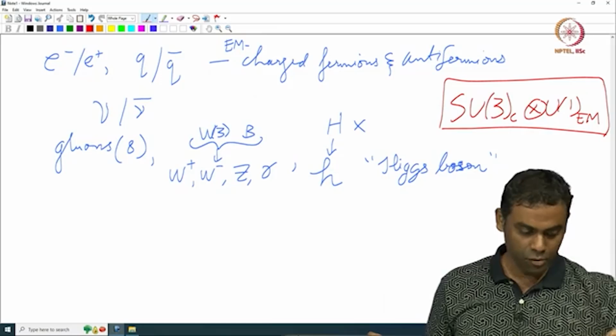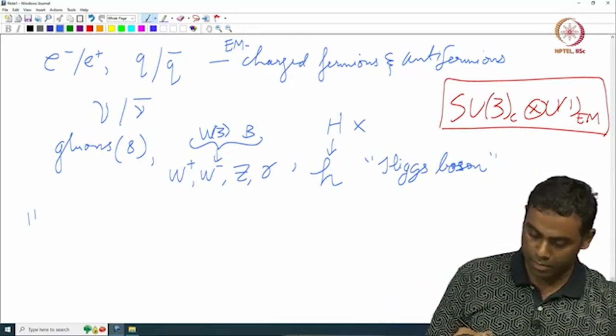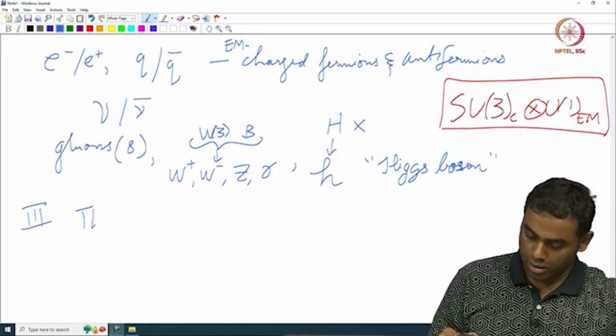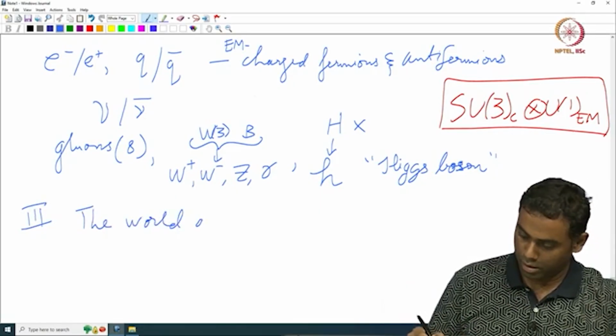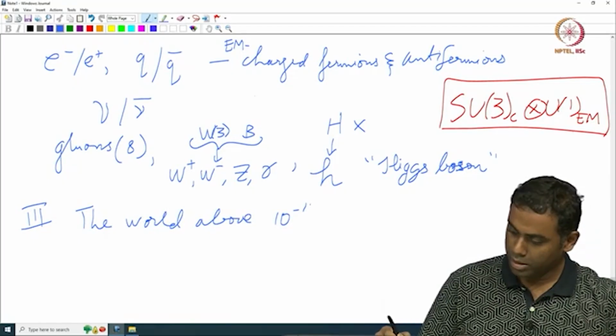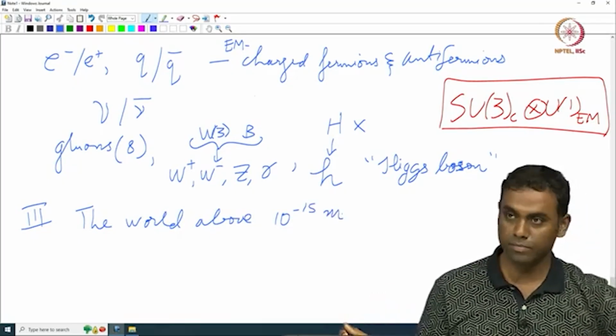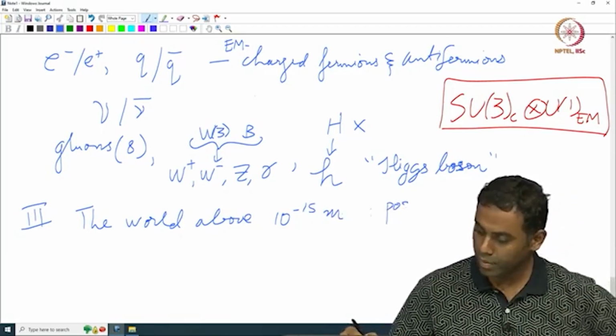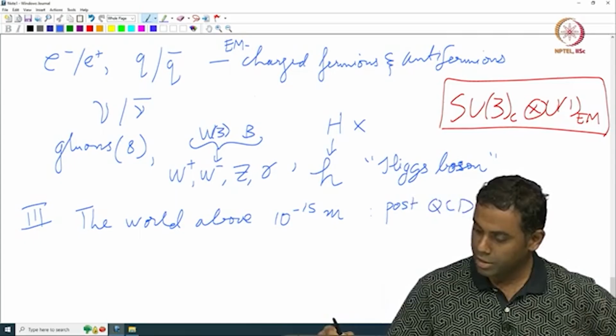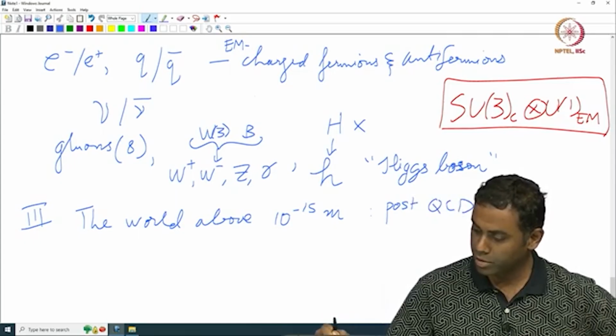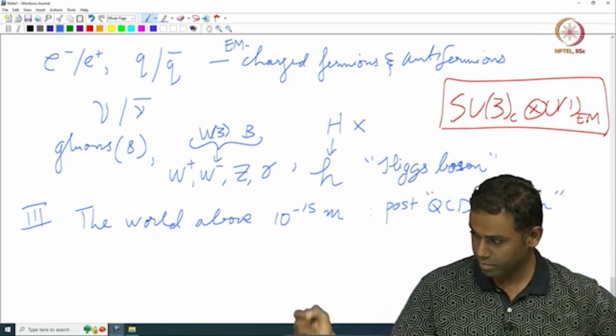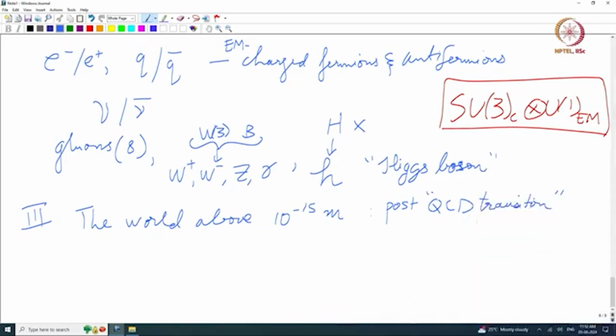Now, finally, the world above 10 power minus 15 meters. This is past what is known as the QCD transition. What is the QCD transition? This is where all the quarks condense and then confine. It is a very technical and poorly understood term. They confine to give hadrons, baryons, mesons and so on.